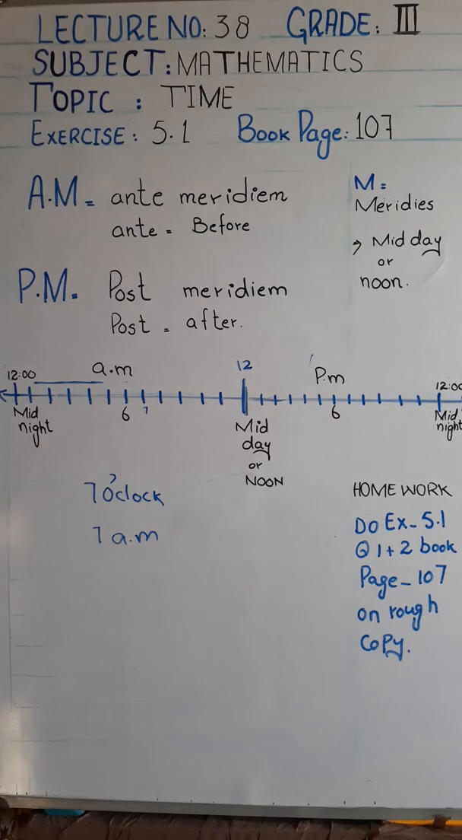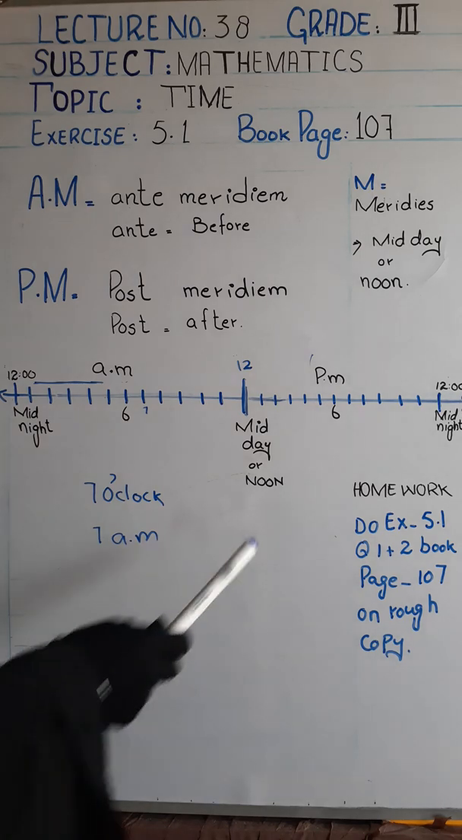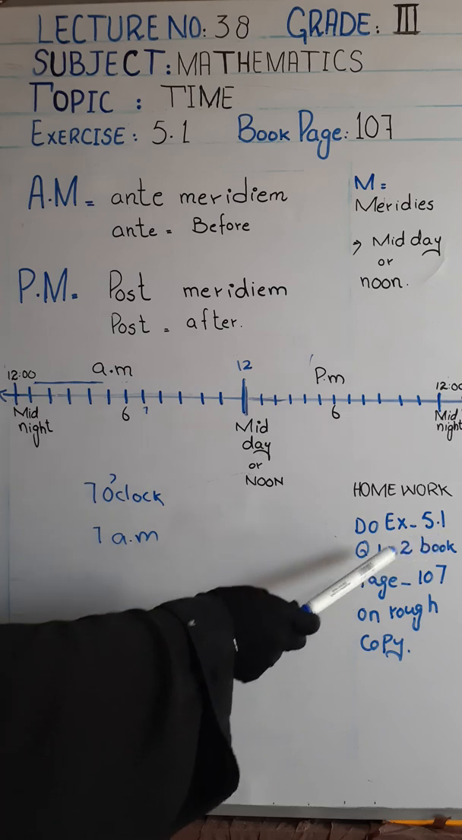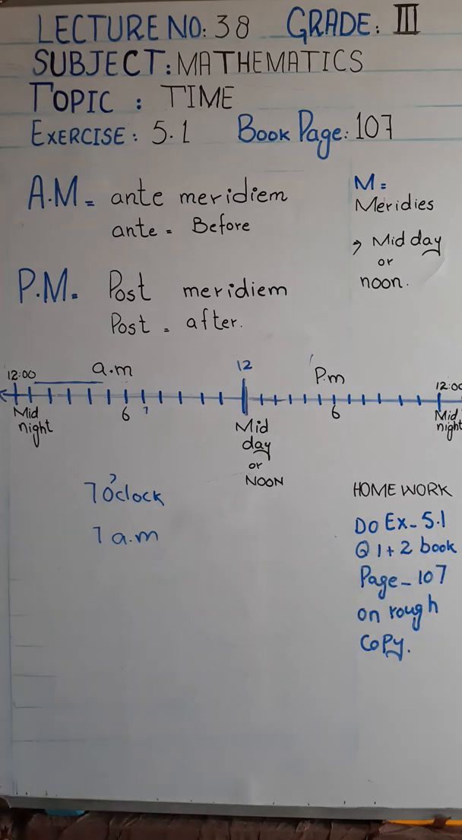Clear? You solve these questions in your rough notebook, meaning you copy these questions in your rough notebook and write AM and PM. The next question is objective type, where you fill in the blanks. Your homework is Exercise 5.1, questions 1 and 2, book page 107, on a rough copy.